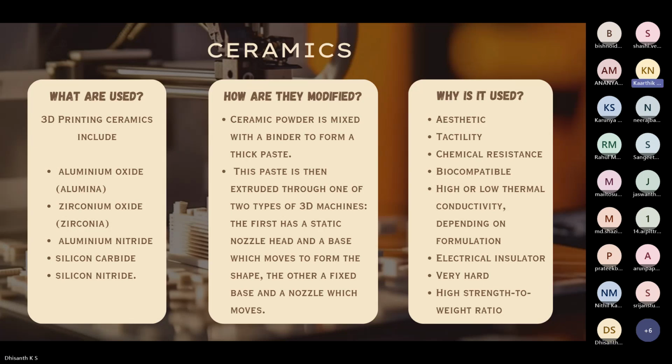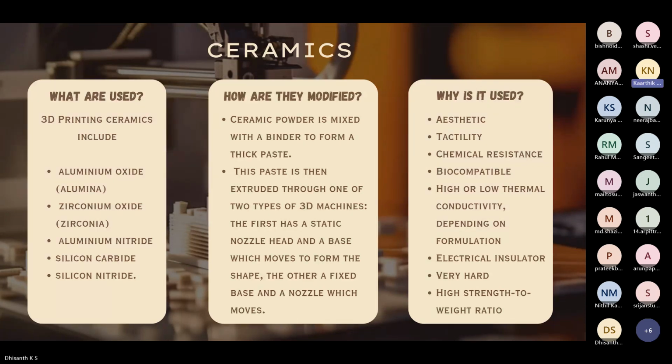Ceramic 3D printer. Like, what is used in a ceramic 3D printer? The 3D printing ceramics include aluminum oxide (alumina), zirconium oxide (zirconia), aluminum nitride, silicon carbide, and silicon nitride. There are a variety of materials that can be used in a ceramic 3D printer. How are they modified? The process starts by mixing the ceramic powder with a binder to form a thick paste. Unlike DED, that is direct energy deposition, we are mixing the ceramic powder with the binder before the extrusion happens.